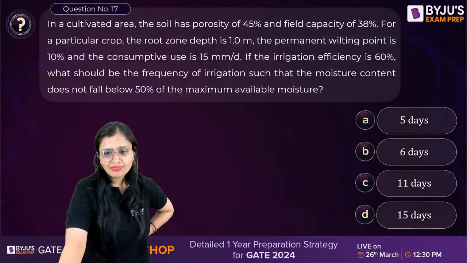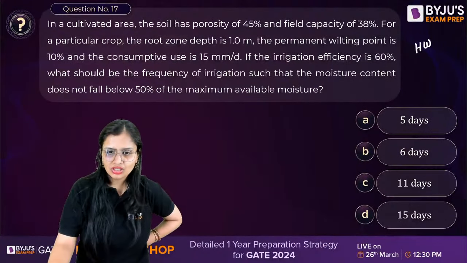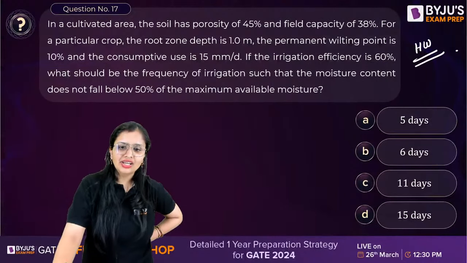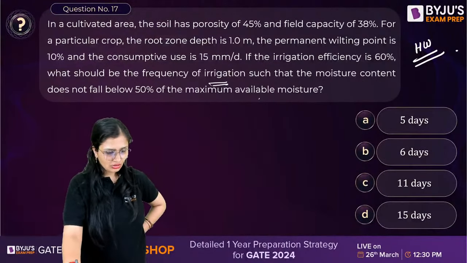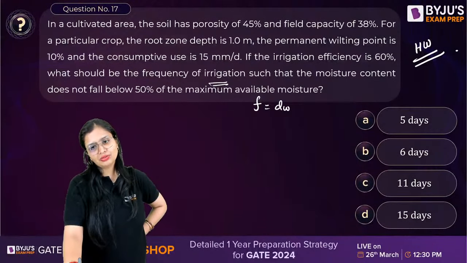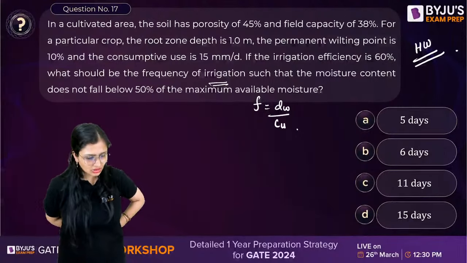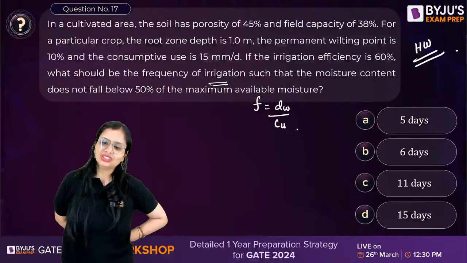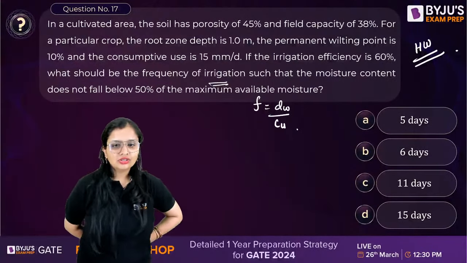Okay, such sort of question is there. This question I'll give you as homework. Try this simple question. You have to calculate frequency of irrigation. I expect you guys will be able to solve it. Done this question? This question is very simple. Such pattern of question I've already done here. So you have to calculate.